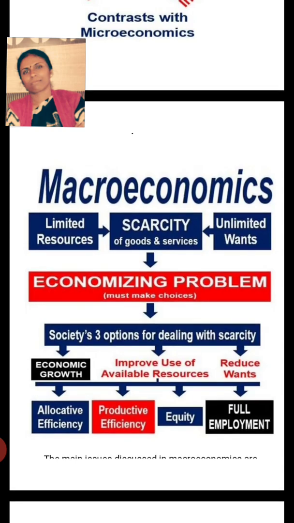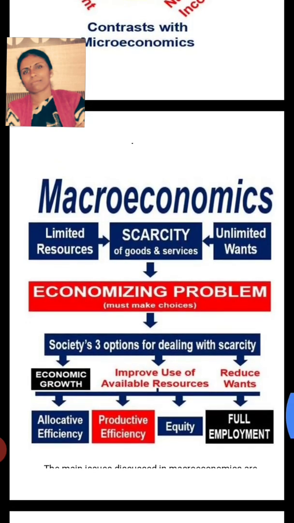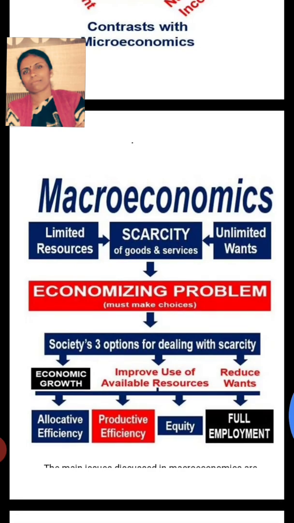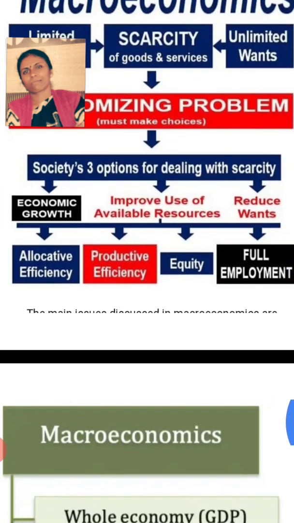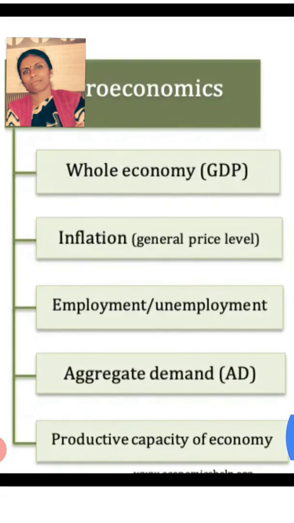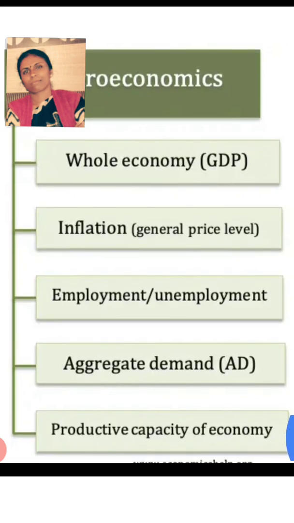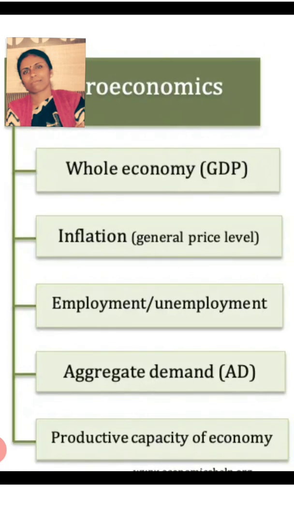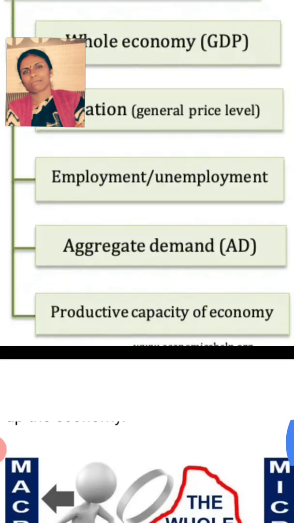So there are different things given here. Economic growth, improved use of available resources in a systematic way, then reduce wants. These all are possible. The question arises: how to maintain the economic growth? By allocating the resources in the most efficient way and production in a very good manner, maintaining equity and attaining the goal of full employment. So these all are very useful, economizing the problem. On the basis of these, just to throw light on the basic contents of macroeconomics: it studies the whole economy, that is the gross domestic product of the nation, the general inflation, general price level, what are the reasons why the price level goes on increasing, employment, unemployment, aggregate demand, then productive capacity of the economy. So these are the very interesting factors which we deal with in the study of macroeconomics.